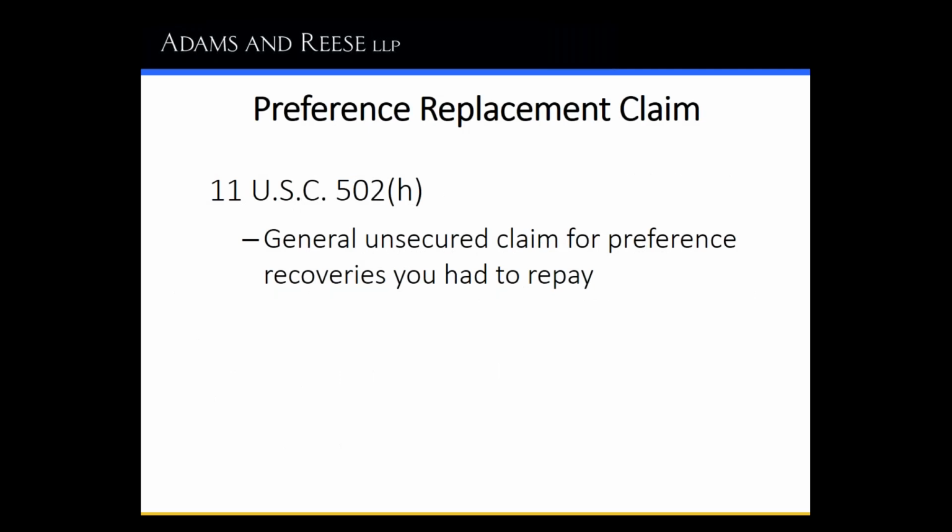Finally, as Hank kind of mentioned earlier, there is a sort of remedy if you do have to repay preference recoveries that you received. Under 11 USC 502(h), you get a general unsecured claim for any preference recoveries that you had to repay. However, you're in the general unsecured pool, so typically recovery of this is minimal, so you're not going to get the amounts that you received back. Additionally, if you do end up settling with the debtor, that generally requires you to waive this claim.